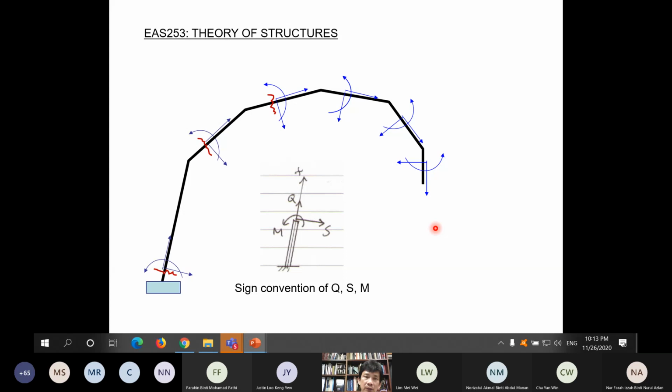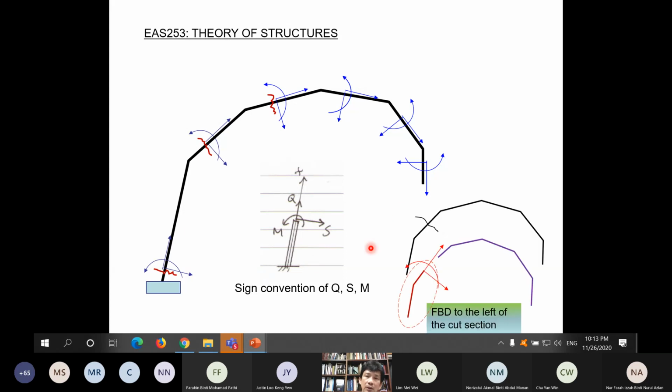This positive sign convention that we use when we cut through is with the understanding that when you cut through here, you use the free body diagram to the left-hand side of the cut section, or before the cut section, not the one after the cut section. You start from here, you cut here, you use this one, then all of this that appears here is the correct convention. If you want to use the other side, then all of this is opposite.